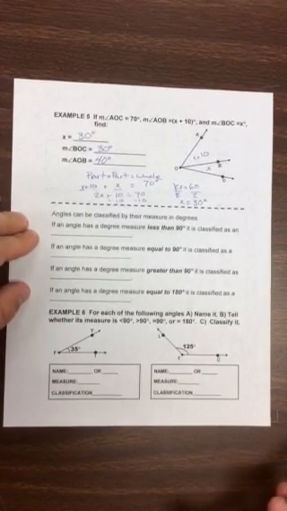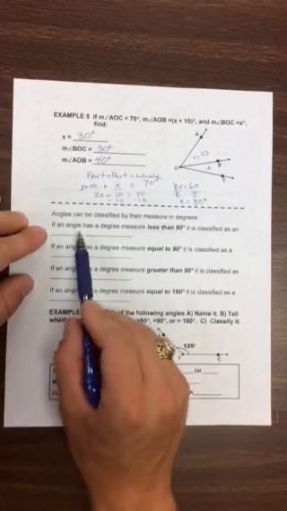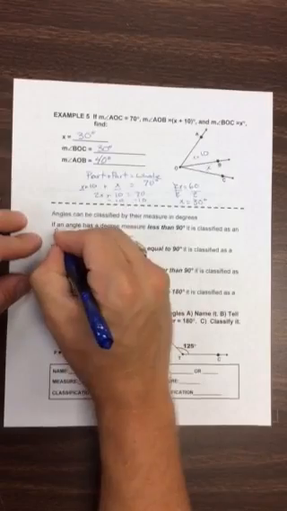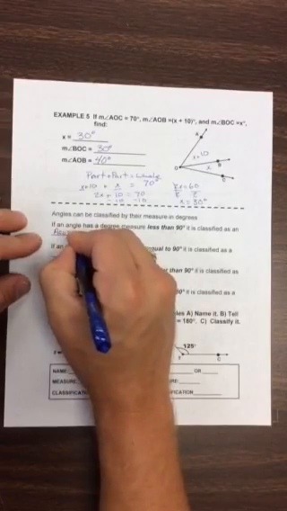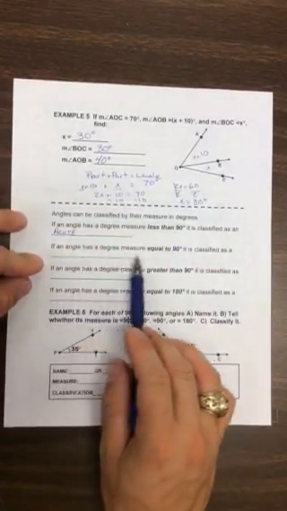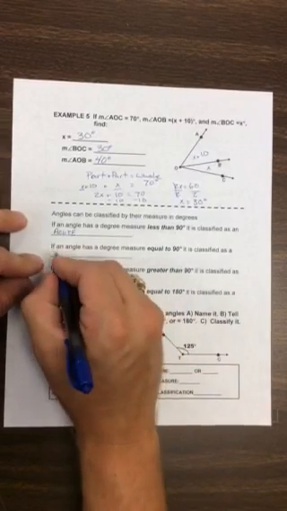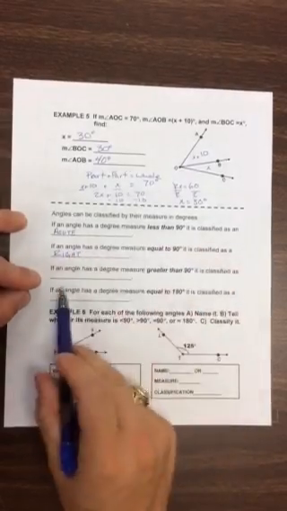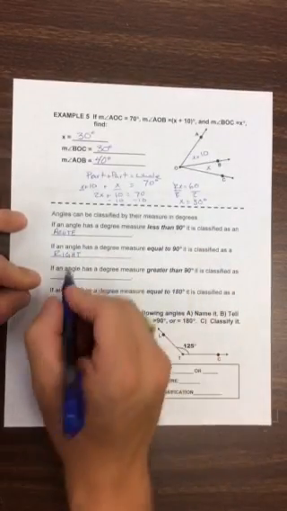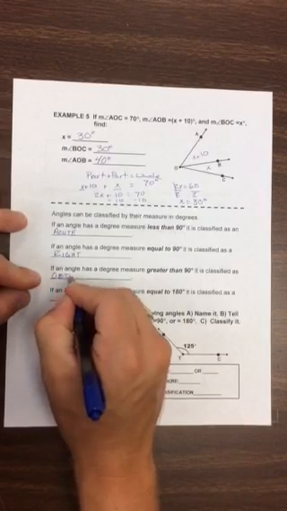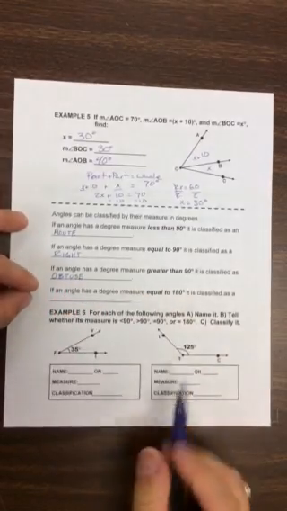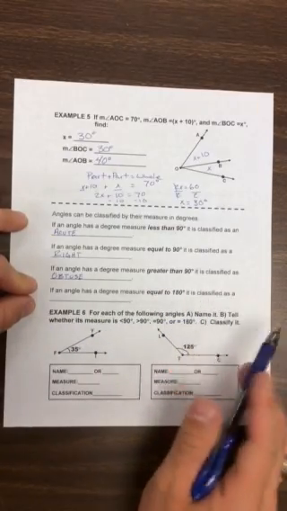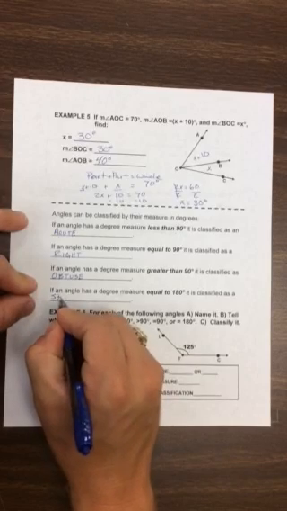Angles can be classified in a couple different ways. If an angle has a degree measure of less than 90 degrees, it would be classified as acute. If an angle has a degree measure equal to 90 degrees, it is classified as right. If an angle has a degree measure greater than 90 degrees, it is classified as obtuse. And if an angle has a degree measure equal to 180 degrees, it is classified as straight.